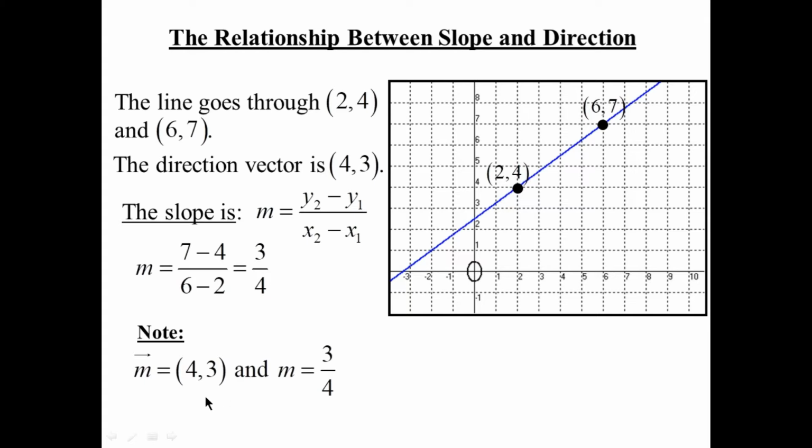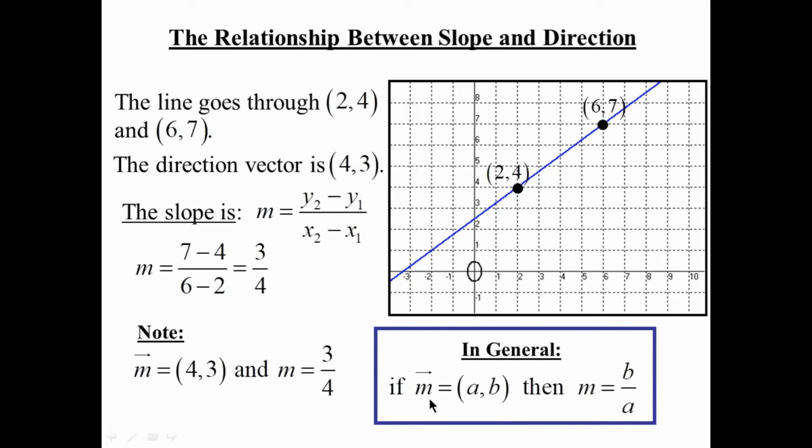If you're given the direction, you can easily state the slope, and the other way around. A way to remember it is denominator first. In this direction, the first number is the denominator. So we're going to turn this into a fraction, and that 4 will be the denominator to get the slope. Good to know. It helps. So in general, if a direction of a line is (A,B), then its slope is B over A.